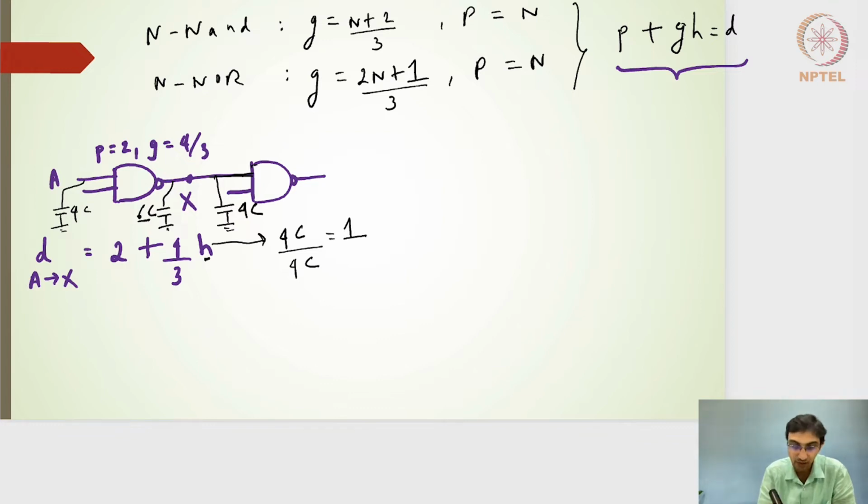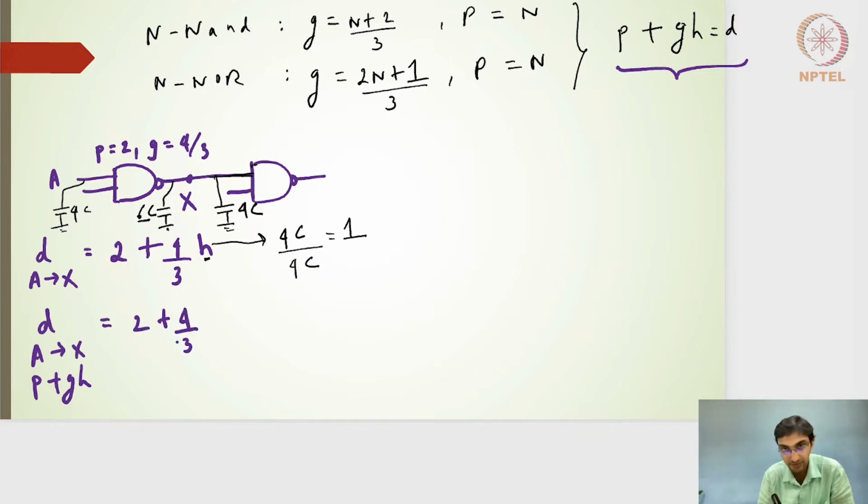So finally, the normalized delay from A to X using my linear delay model, P plus GH, is 2 plus 4/3, which turns out to be (3 times 2 is 6, plus 4) 10 divided by 3. So this is my normalized delay. Hope this is clear.